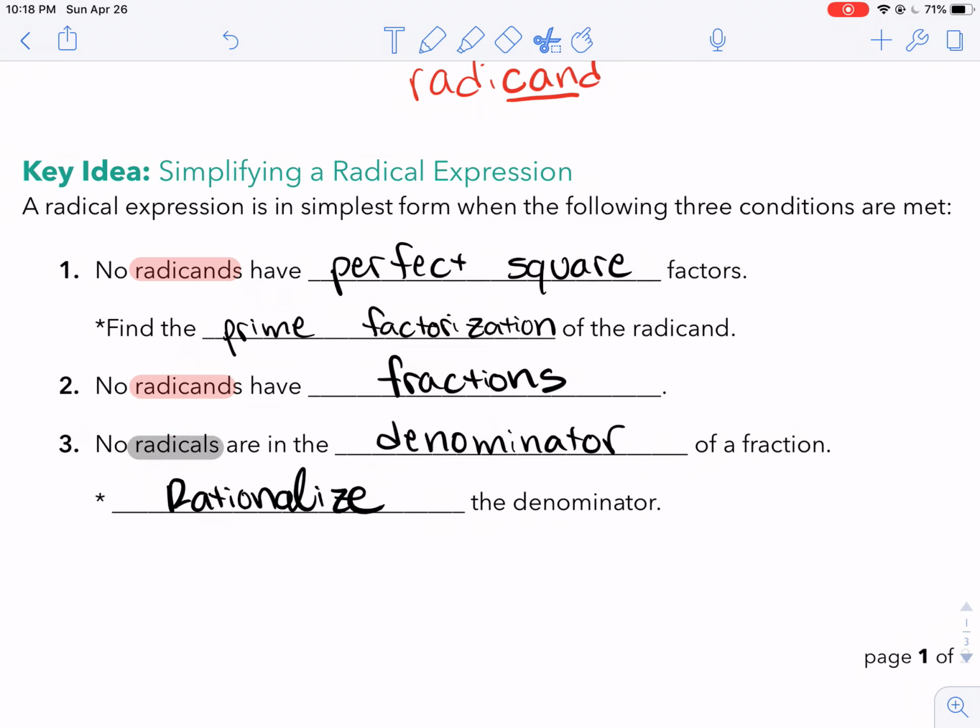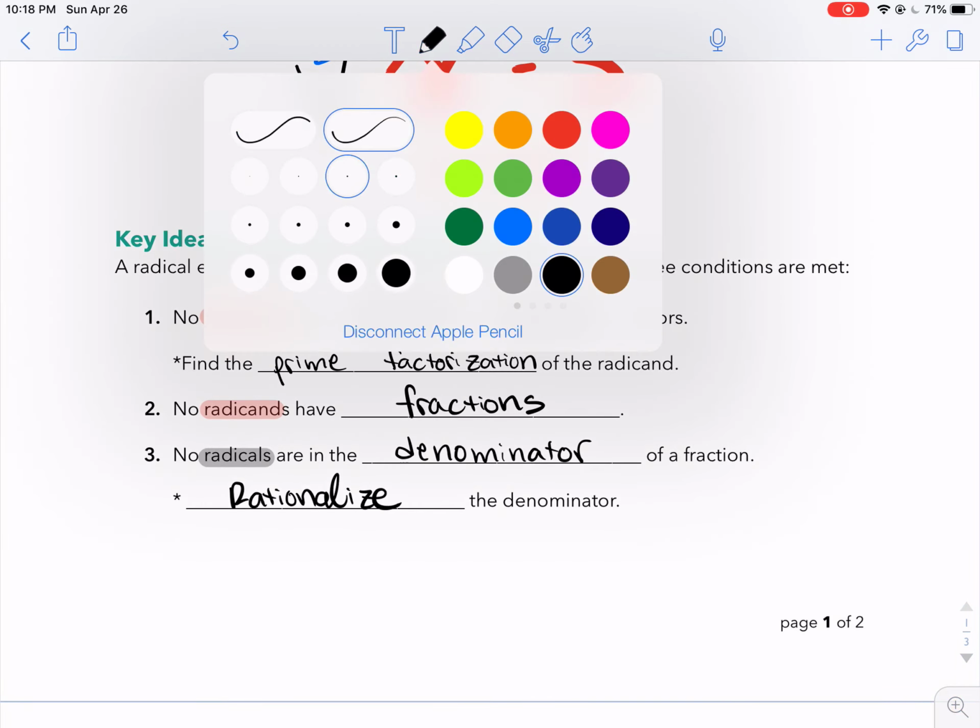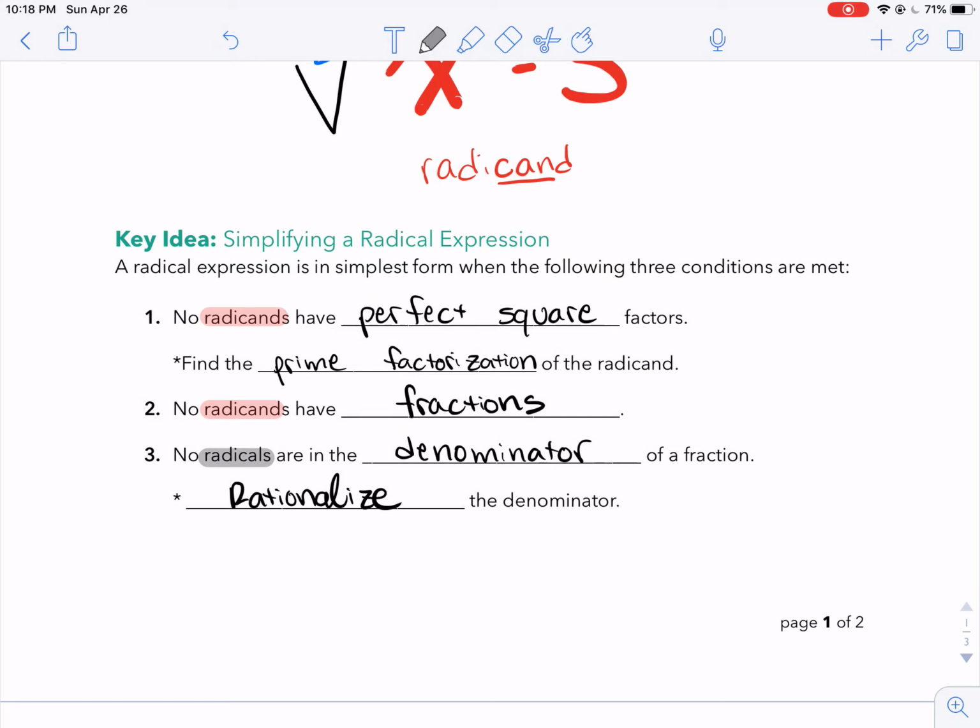So here are our 3 steps. For each of our 3 steps, let's draw a little symbol to help us remember them. First, no radicands can have perfect square factors, so we don't want anything squared. It's going to be a bad idea. We want no squares. And second, no radicands can have fractions, so if we draw a little fraction, we don't want any fractions. And then finally, no radicals can be in the denominator of a fraction.